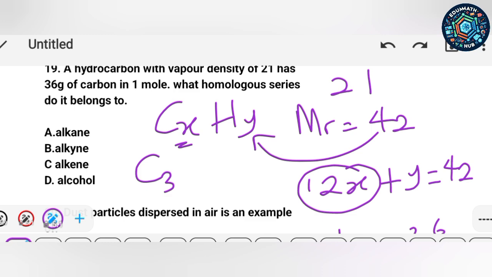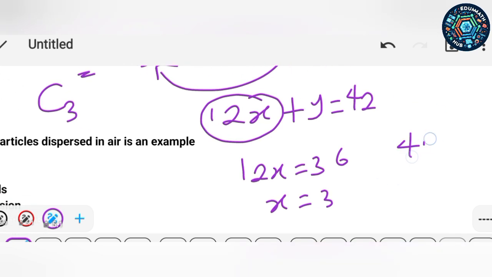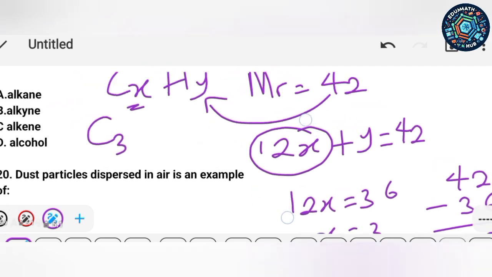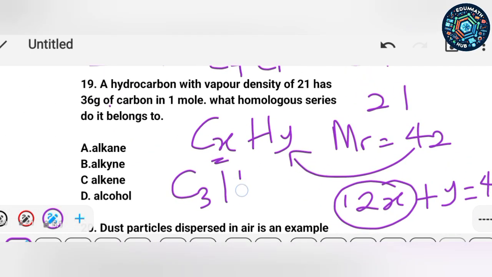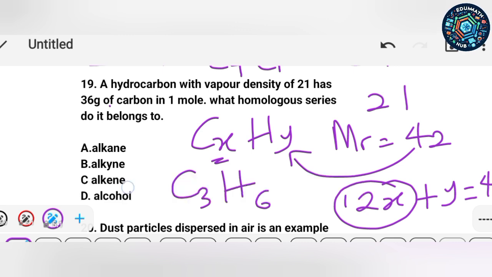Since you have already seen that everything is 36 grams for the carbon, then what will be for the hydrogen? Just do 42 minus 36. Everything I'm going to get here is 6. That means the hydrogen there is 6 grams. So at the end of the day, you're going to have C3H6. That means the value of y is 6. C3H6 is an alkene because alkenes follow the formula CnH2n. So this answer is alkene. 3 times 2, 6, C3H6.